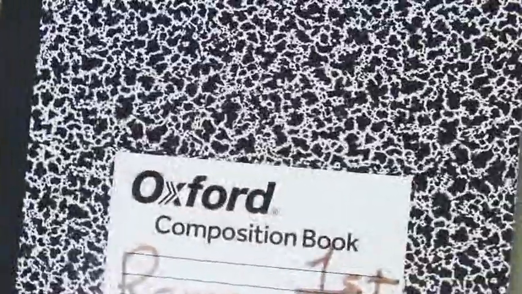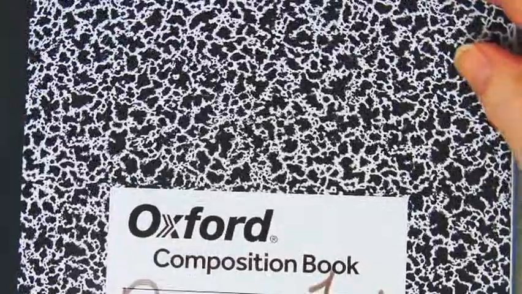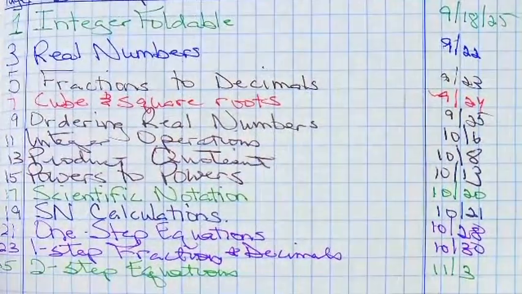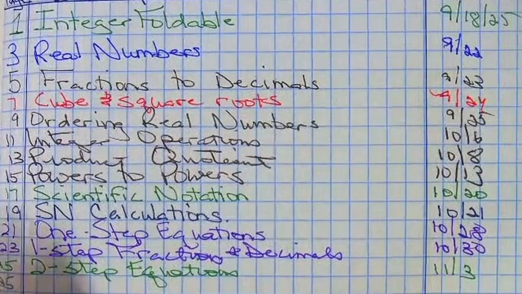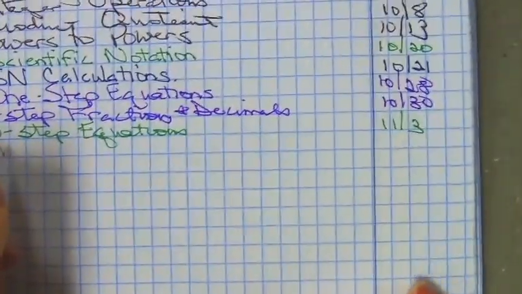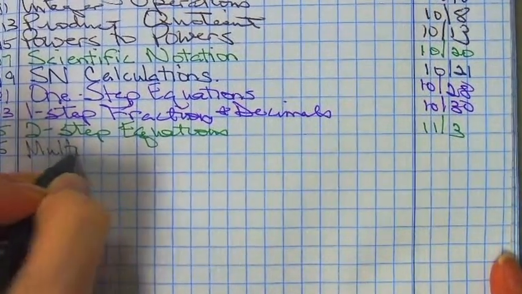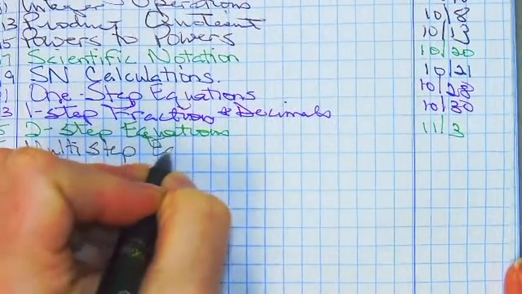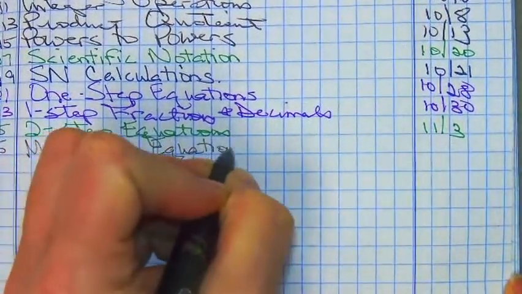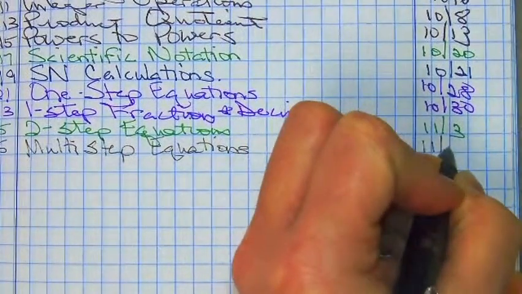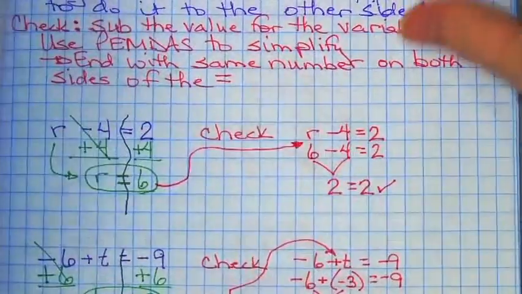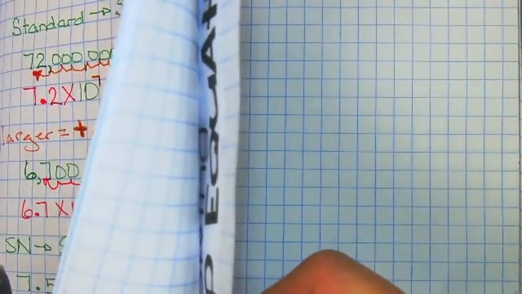All right. So here we go for notes for today. So we're going to add multi-step equations to our notebook. If you want to use colors, I am using 5 different colors today, because multi-step equations can be really weird.